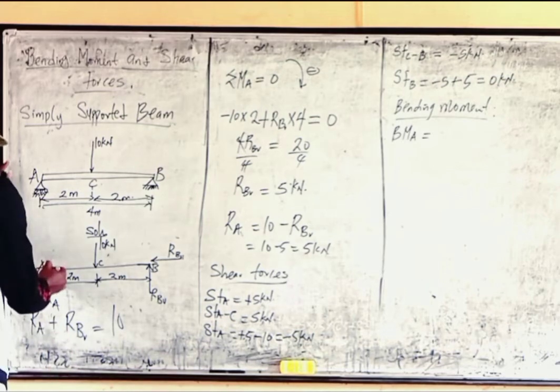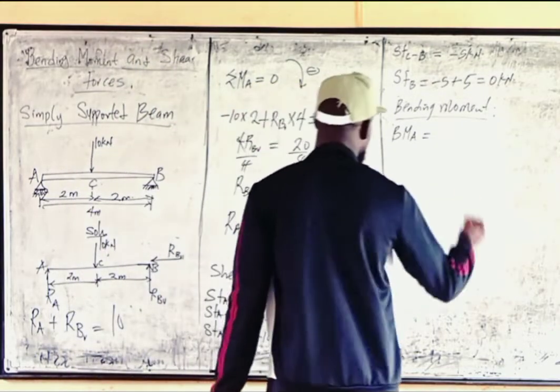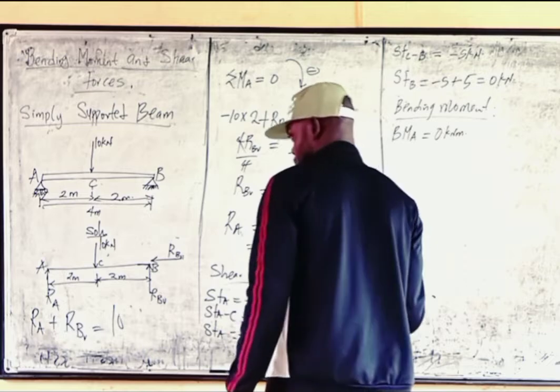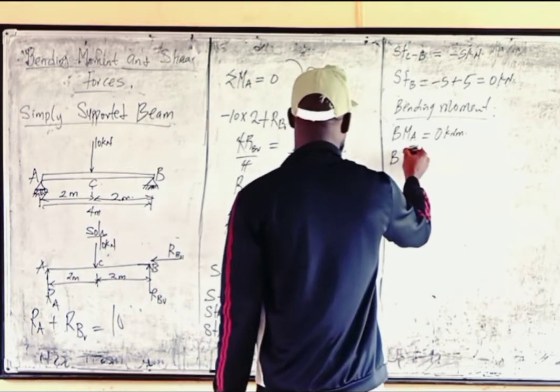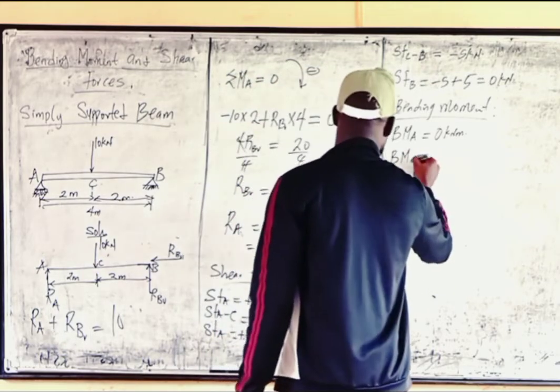Now, at this point, there's no distance between this force and point A, so the bending moment at that point will be 0. That's 0 kilonewton meters, or you can follow it by units, because 0 is 0. Then what is the bending moment at point C?